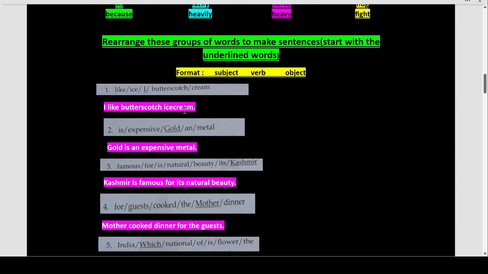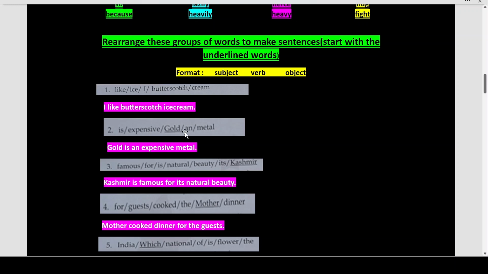Now, always remember that if there is an adjective describing the noun, then the adjective will come before the noun. So, the object is your ice cream. And how is the ice cream? It is a butterscotch ice cream. So, I like butterscotch ice cream. I is the subject, like is the verb, ice cream is your object. So, this is the format which you have to remember and do this.